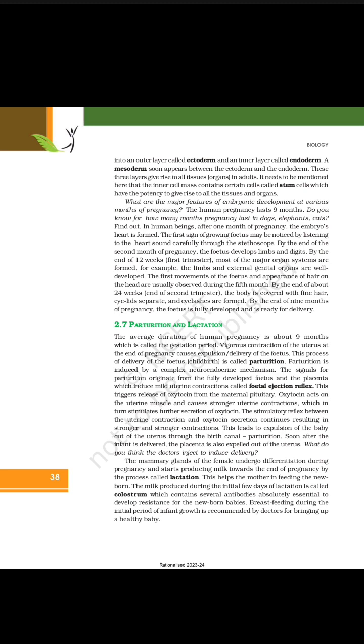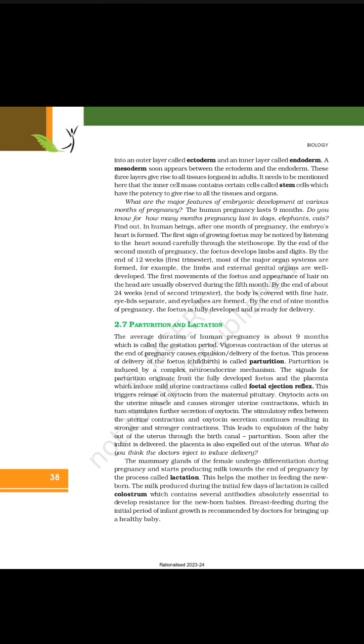The first movements of the fetus and appearance of hair on the head are usually observed during the fifth month. By the end of about 24 weeks, the second trimester, the body is covered with fine hair, eyelids separate and eyelashes are formed. By the end of the 9 months of the pregnancy, the fetus is fully developed and is ready for the delivery.